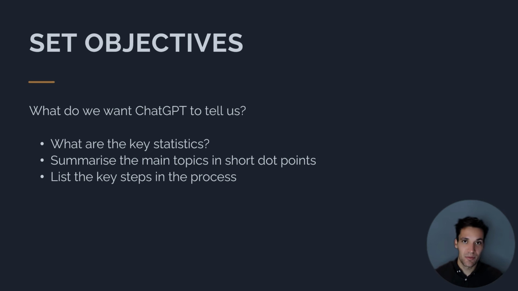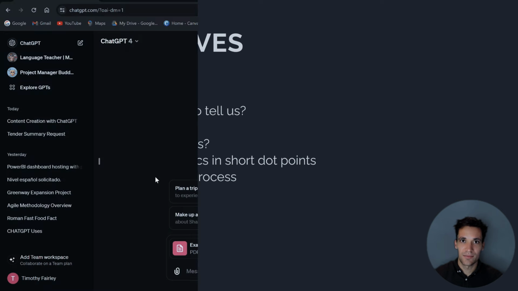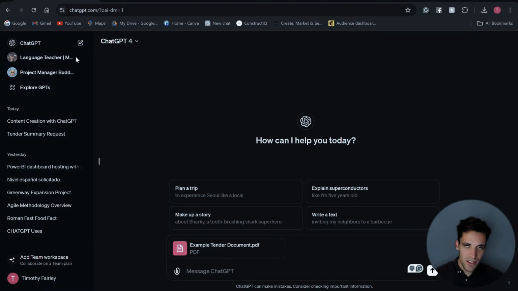We could ask it to summarize the main points into short dot points. If it's a process, we could ask it to list out the key steps in the process. Ultimately, what we're trying to do here is tell ChatGPT what information we're looking for, what we want it to summarize.